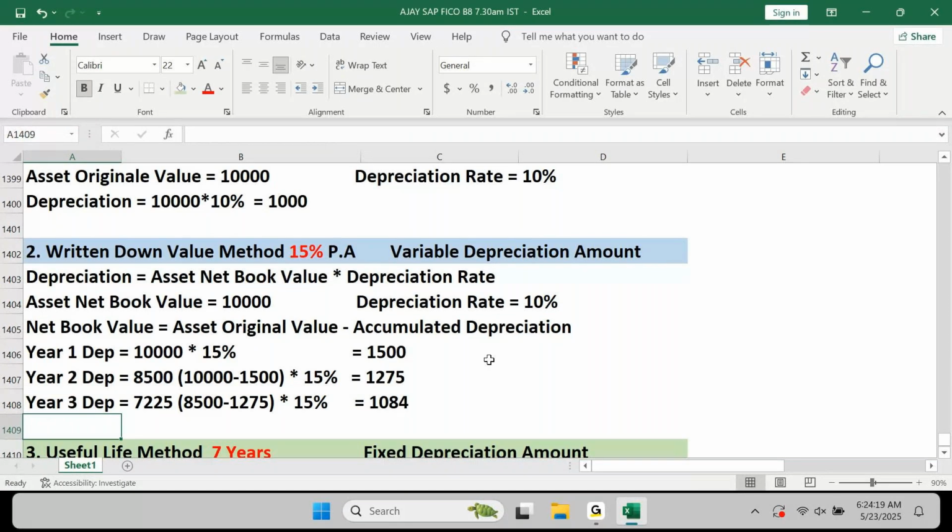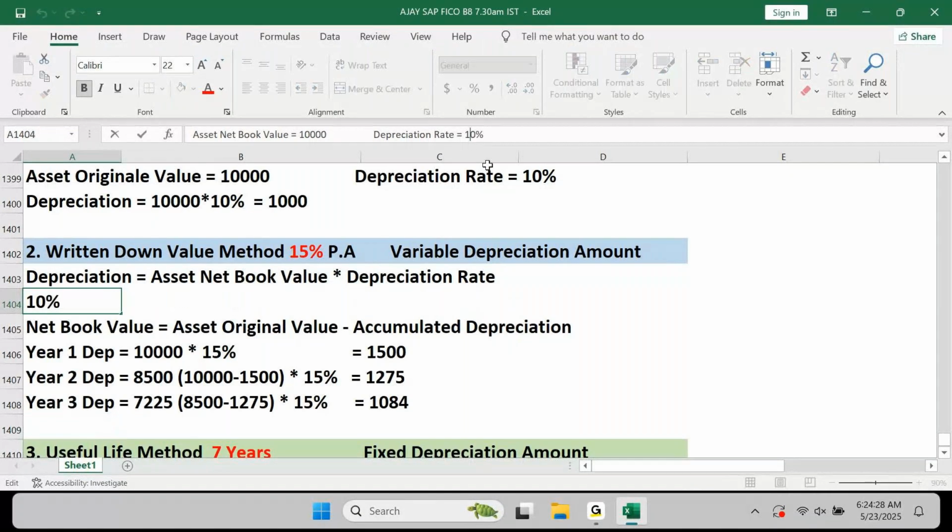Now, is this calculation clear? Depreciation rate equal to 10% beside asset net book value, no, we need to change it to 15%. This is to be 15%. I copy pasted.